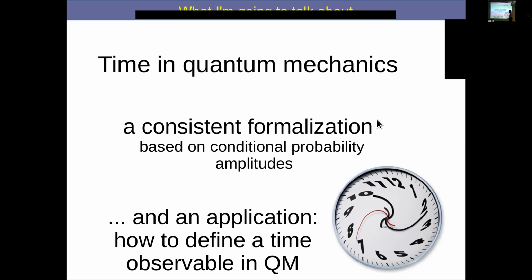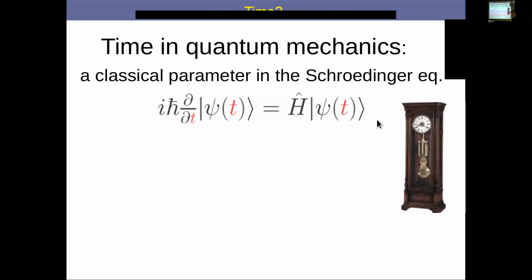So what am I going to talk about? I'm going to talk about time in quantum mechanics, and I'm going to show you a consistent formalization based on conditional probability amplitudes, but the main result I'm going to talk about is how you can consistently define a time observable in quantum mechanics.